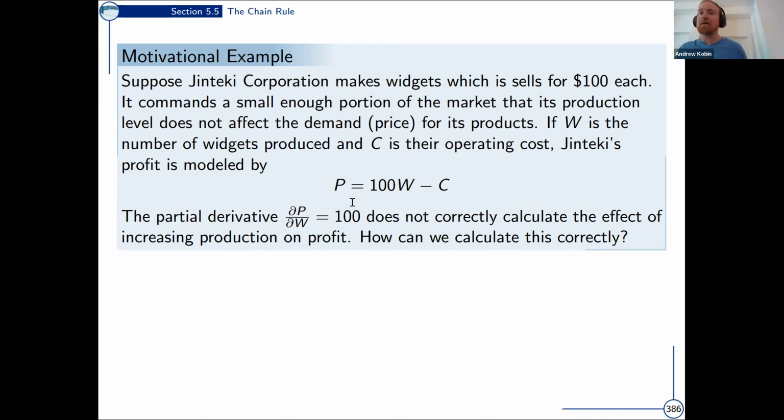And how do we take this into account? This is the main thing that we're going to use today to motivate the discussion of the chain rule. In particular, P is already written as a function of W and C, our production and cost variables. W is, in some sense, the independent variable that we can choose a value for, and everything else is determined. But cost, on the other hand, the operating cost, could be affected by the number of widgets produced, and we'll use W as the avatar for overall production rate that could affect cost. So C, behind the scenes, could be a function of W, and we need to take that into account when computing rates of change.